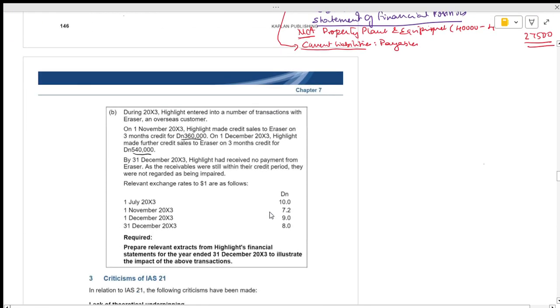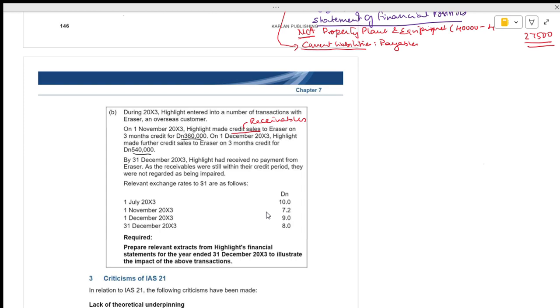Coming back to this, what it says, question number B. During 2003, Highlight entered a number of transactions with an overseas customer. On November 1st, Highlight made a credit sale. When you are talking in terms of credit sale, see the thing, receivables. Same thing is there. So we have to think how much we are going to receive. Based on the exchange rates, if you are receiving more, it is a gain. If you are receiving less, it is going to be a loss.